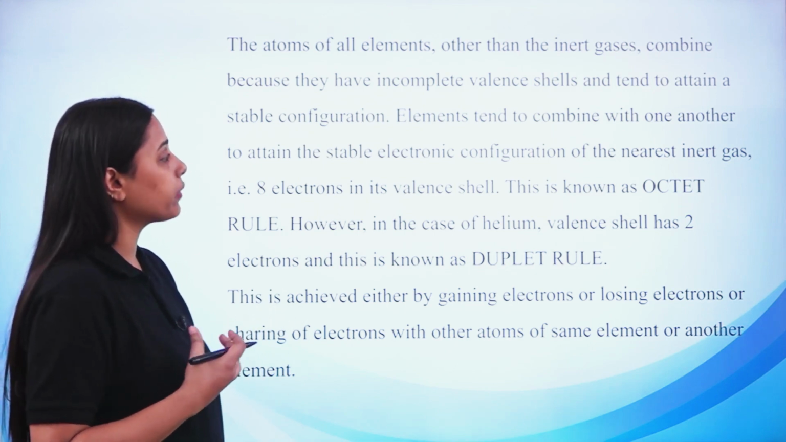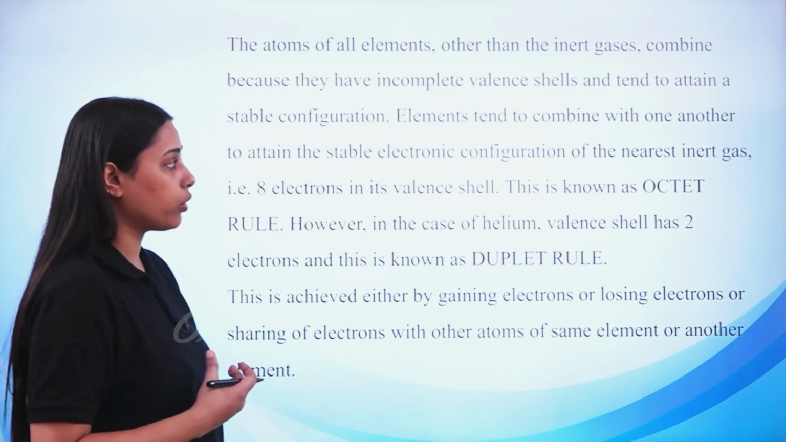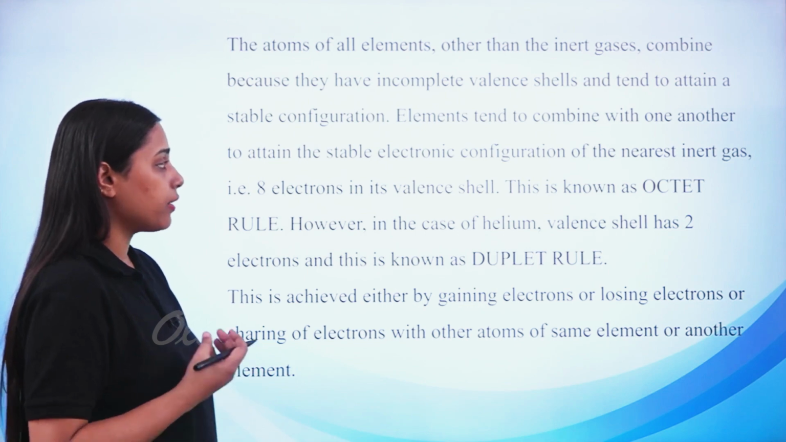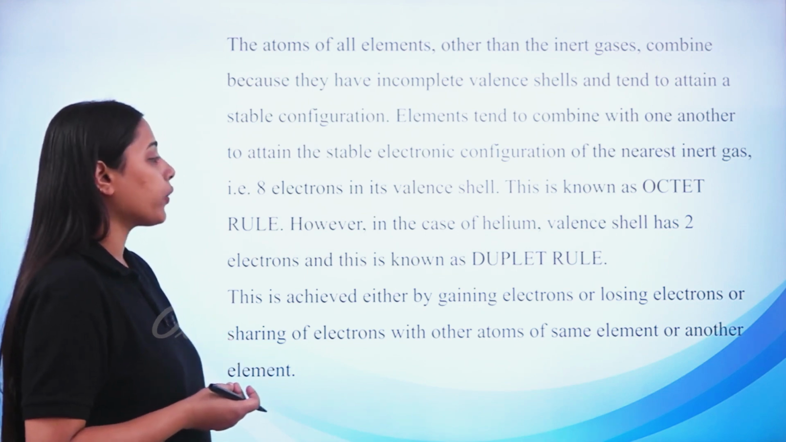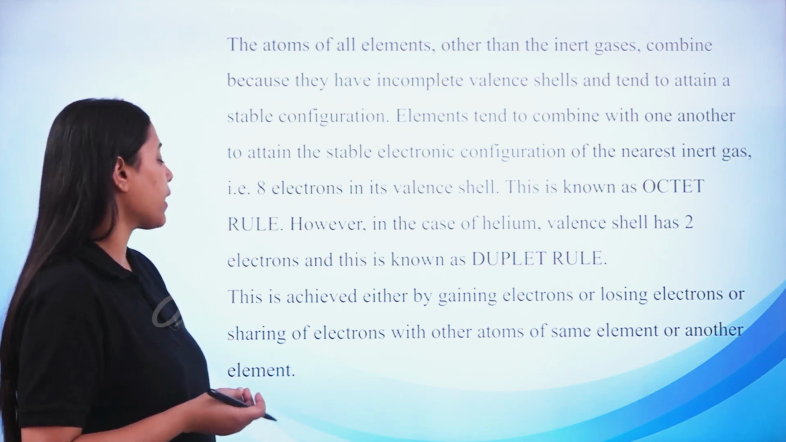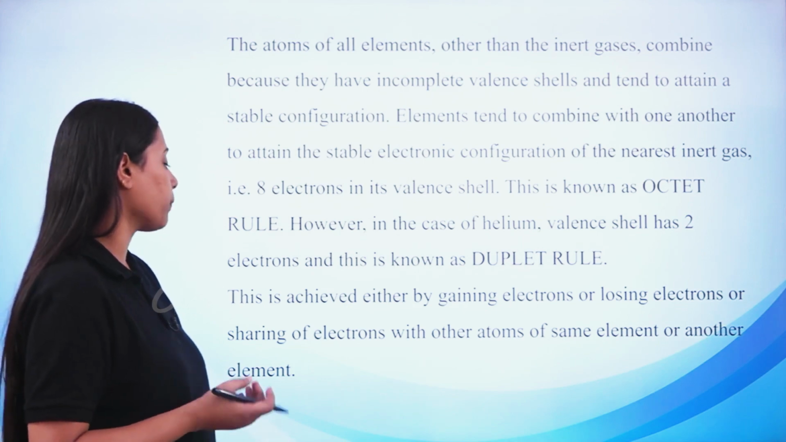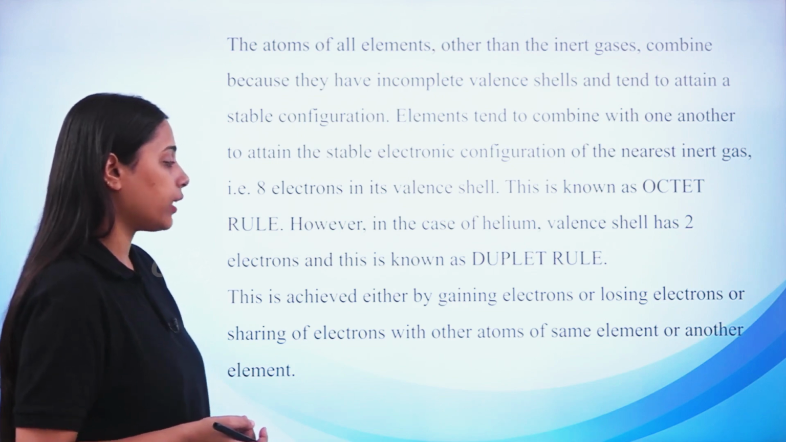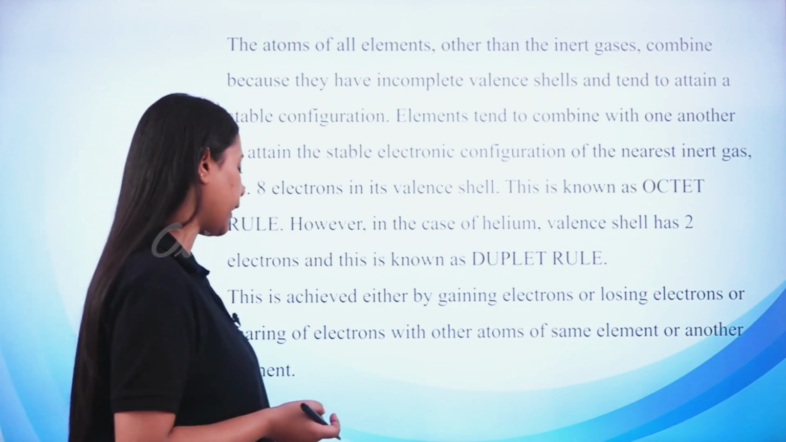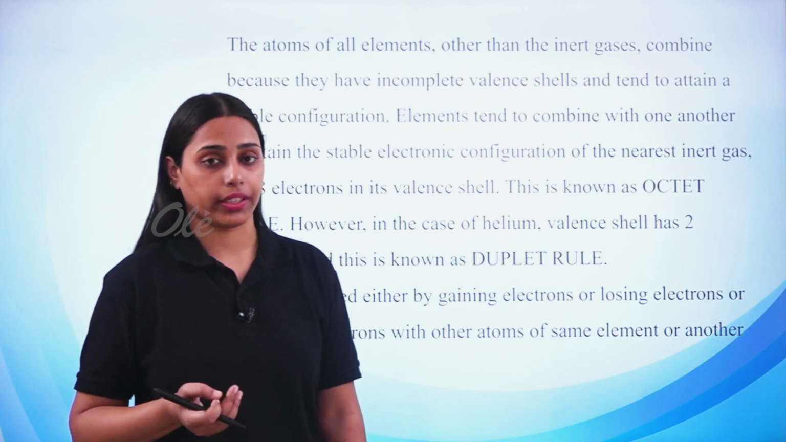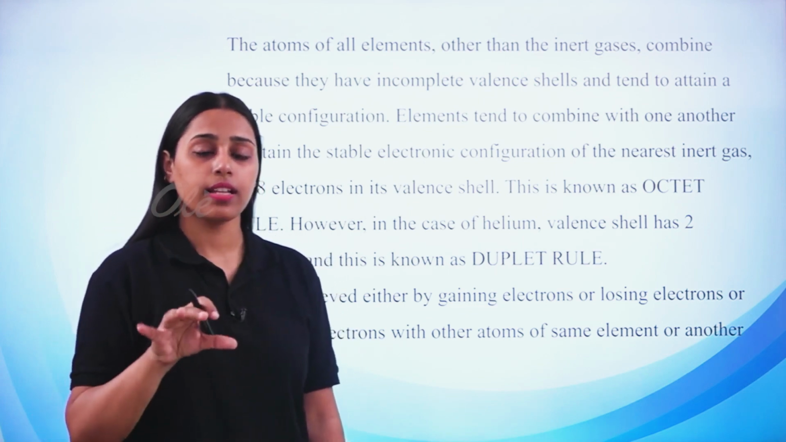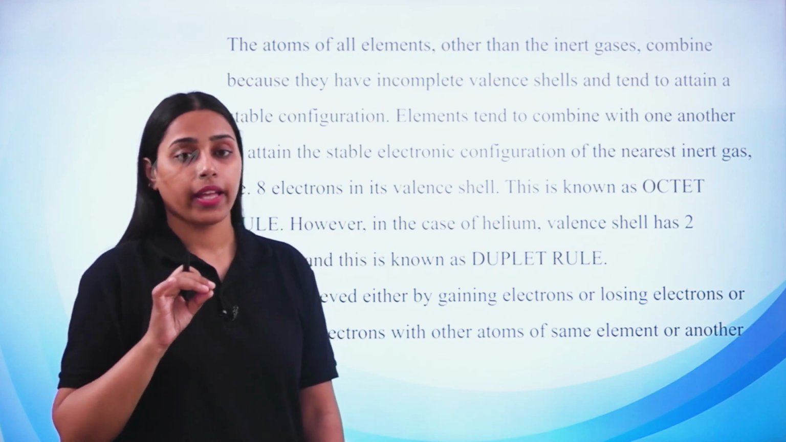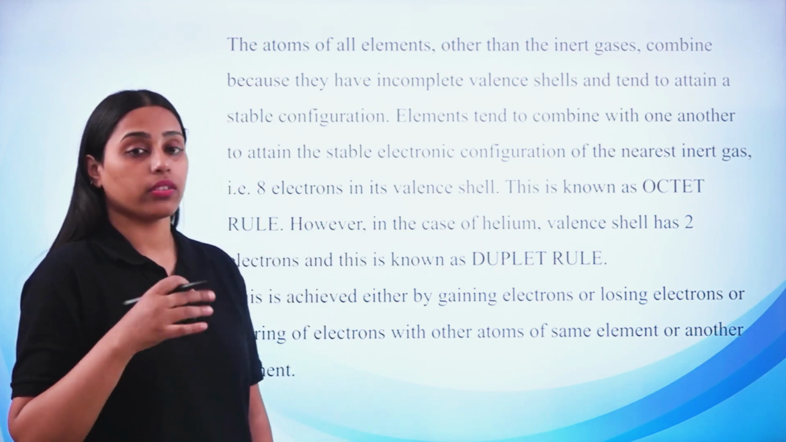Elements tend to combine with one another to attain the stable electron configuration of the nearest inert gas, that is 8 electrons in the valence shell. This is known as the octet rule. However, in the case of helium, the valence shell has 2 electrons. This is known as the duplet rule. This is achieved either by gaining, losing or sharing of electrons with other atoms of the same element or another element. So, simply in order to become stable, they follow the octet rule and they lose, share or gain electrons.